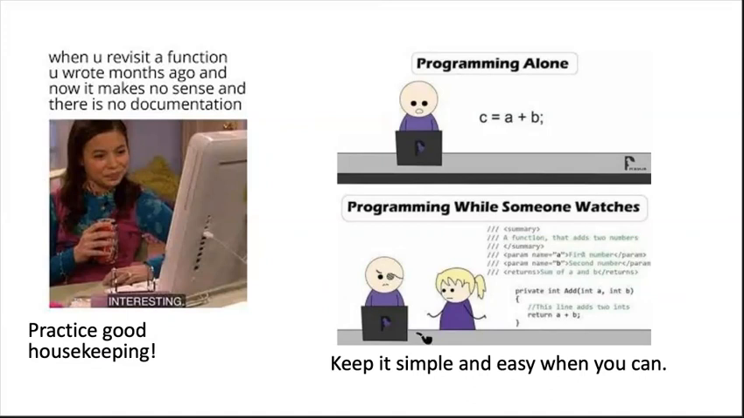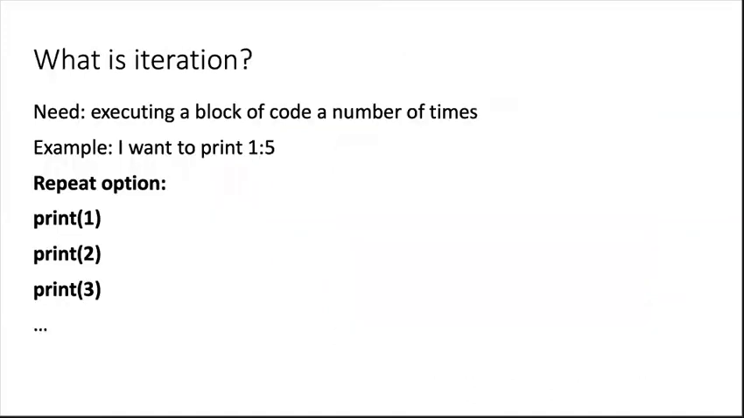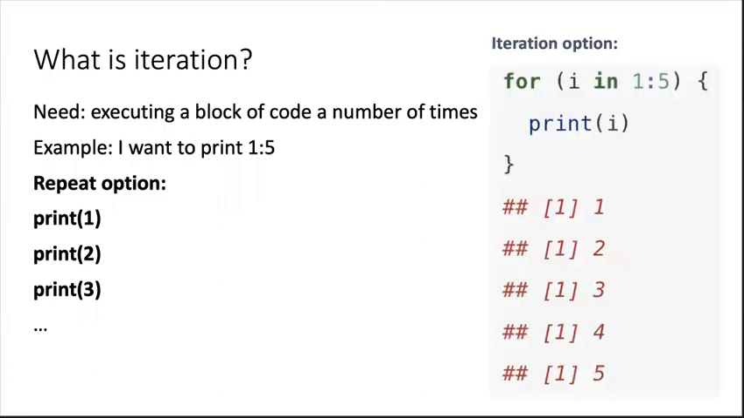So another way we can automate our workflow is through iteration. What is iteration? Well, let's say we've got this need to execute a block of code a certain number of times. Let's say we want to print 1 through 5. I could do it very manually and say print 1, print 2, print 3. Or alternatively, we could use an iterative option. So this is a for loop where we are printing each of those numbers, and all we are writing is this initial statement up top, and then we get the printed out result that we are hoping for.